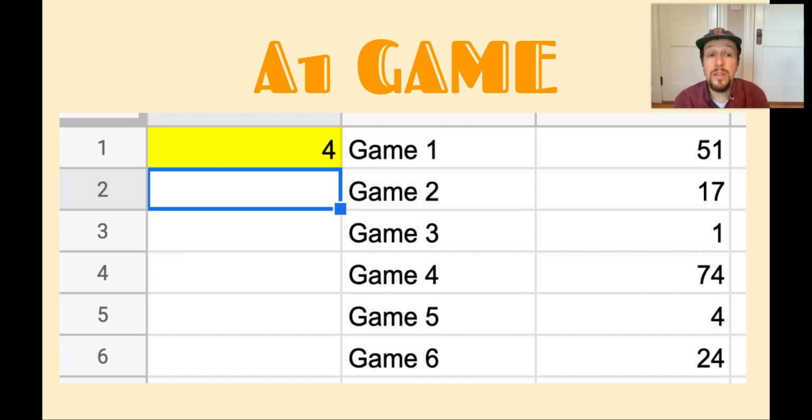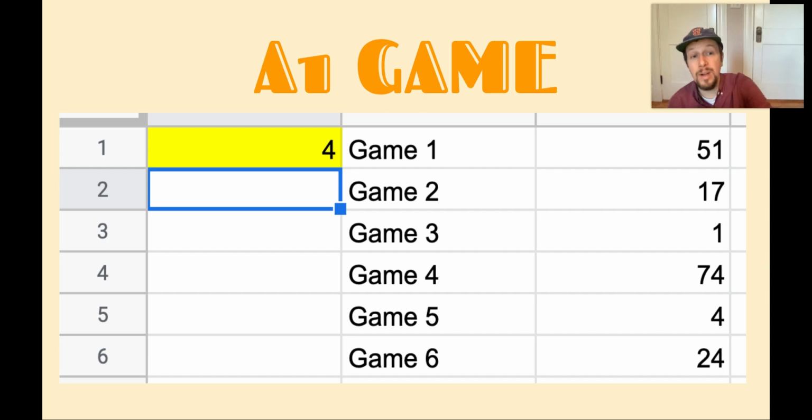So when x is 4 in the first game, y is equal to 51. The second game, when x is 4, y is equal to 17. In the third game, when x is 4, y is equal to 1. In the fourth game, when x is 4, y is equal to 74. In the fifth game, when x is 4, y is 4. And in the sixth game, when x is 4, y is equal to 24.